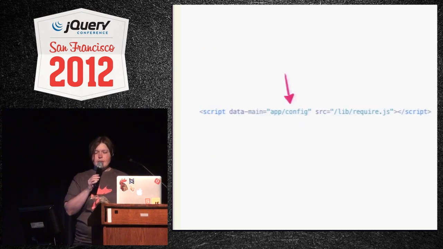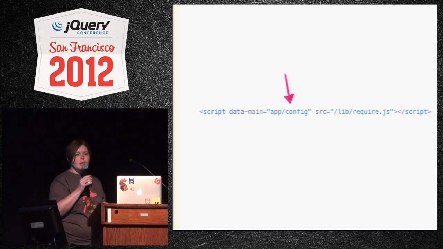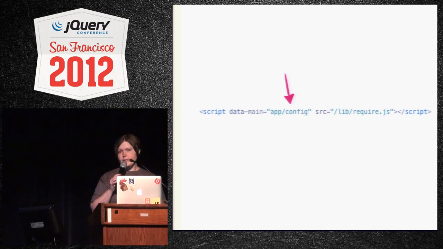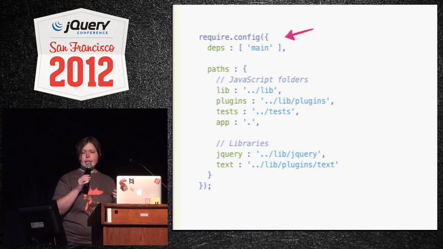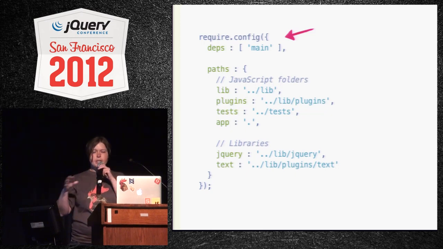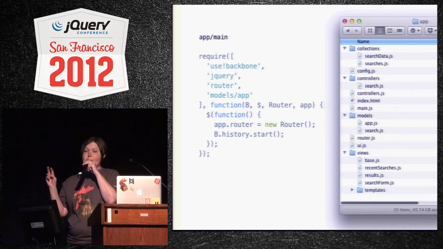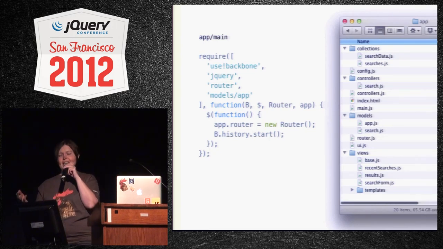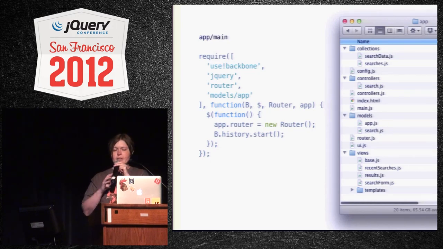But the cool thing about this is that we can have one script tag on our page, both in development and in production. That script tag loads Require.js itself and then points to a configuration. That configuration looks like this. This configuration tells Require.js everything it needs to know about how to load all of the dependencies for your application. Require.js resolves all of these dependencies asynchronously and kicks off your code. It's amazing. Ultimately, our main JavaScript file, our app.js, looks like that. There's nothing in it except a pointer to, hey, make me a router.